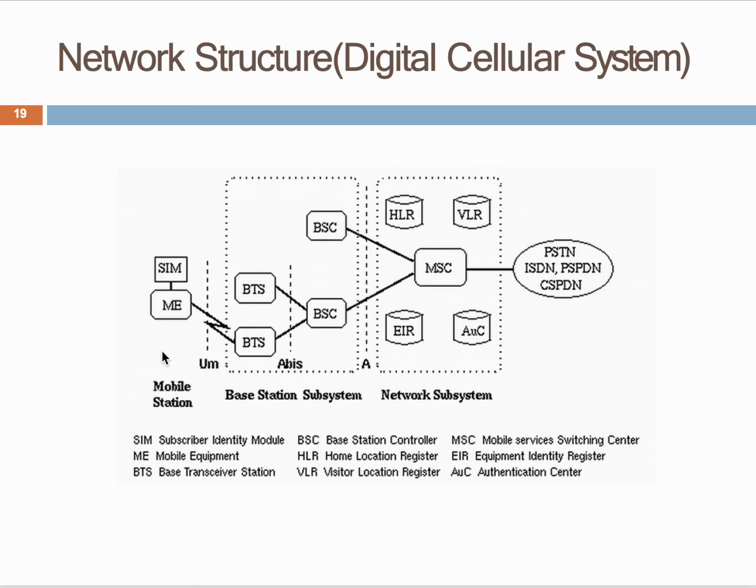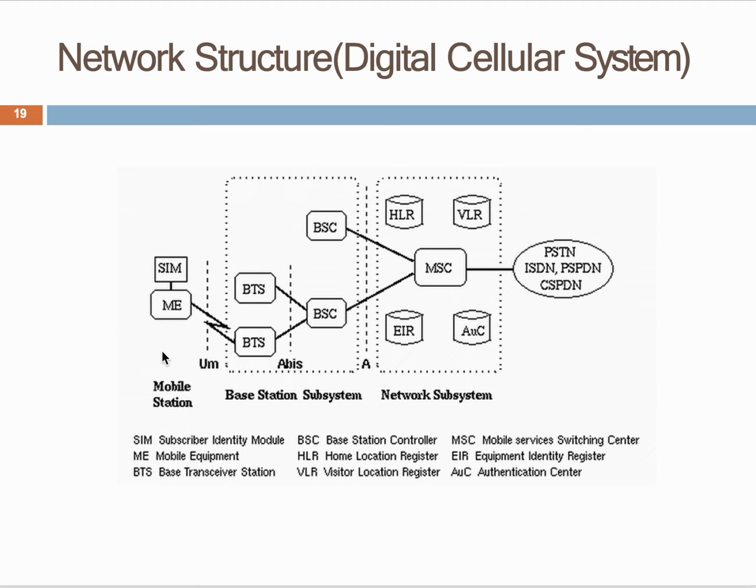Now, if you see a simple digital cellular system structure, at the subscriber end we have a mobile equipment, and the mobile equipment is identified by the central office by SIM. SIM means subscriber identity module. Any mobile unit requires a SIM card, and that SIM card is the identification for the mobile unit.